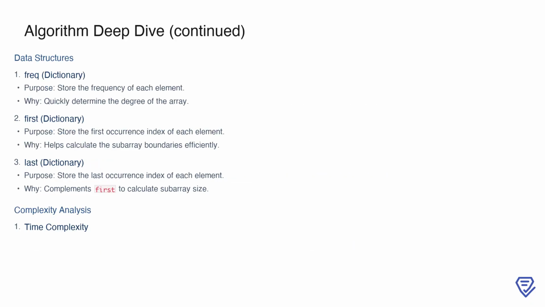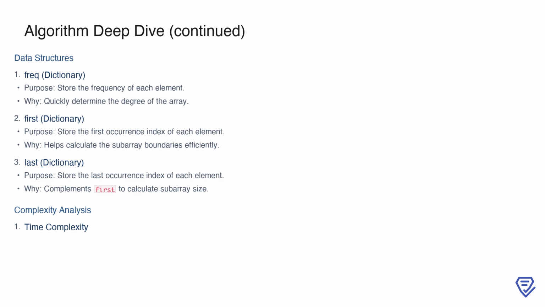To implement this algorithm effectively, we rely on three key data structures. The frequency dictionary stores the frequency of each element, which is essential for determining the degree of the array. The first dictionary records the first occurrence index of each element, and the last dictionary tracks the last occurrence index. Together, first and last enable us to calculate the size of the subarray for any given element in constant time. These data structures are chosen for their efficiency and allow us to seamlessly transition from determining the degree to identifying the smallest subarray. Now, let's evaluate the algorithm's complexity.